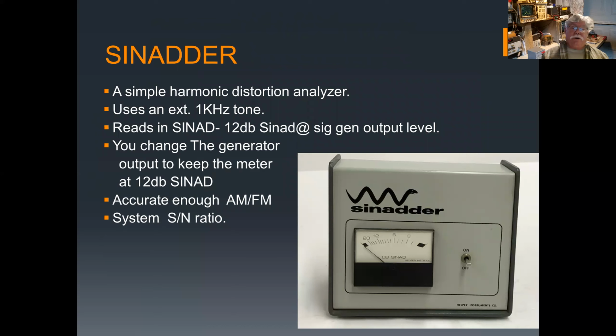Oh, okay, now let's go down to the ridiculous. You go from that down to the Sinadder, a ubiquitous instrument that seems mysterious, but it's not. It measures SINAD based on 12 dB of signal to noise ratio.